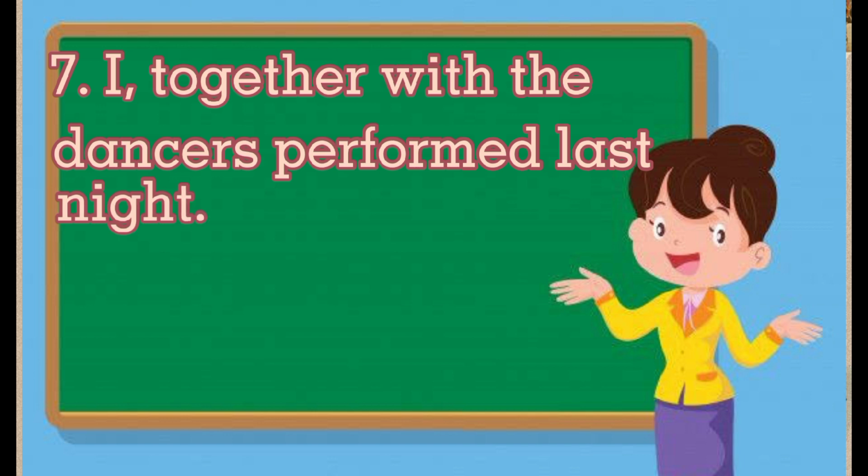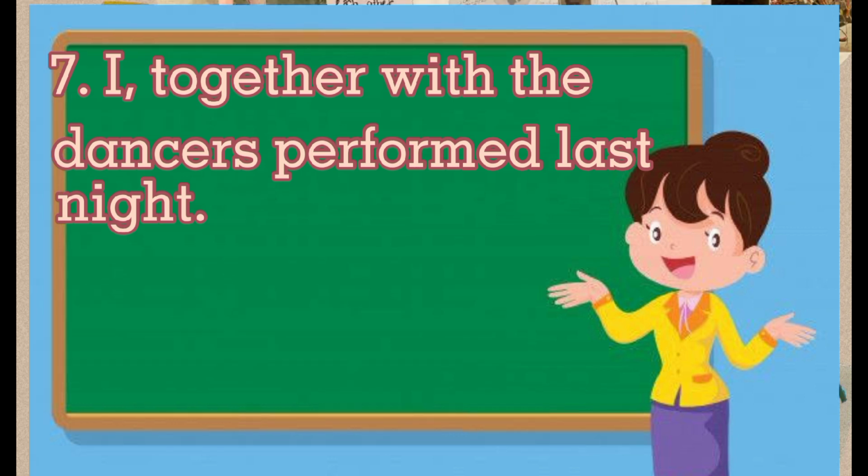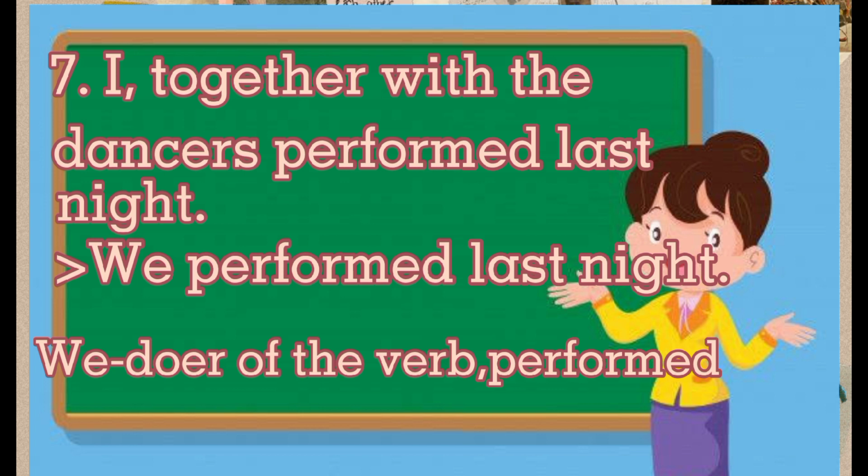And for our last given example for this function is I, together with the dancers, performed last night. So what we have to do is to change the subject I together with the dancers into a pronoun, and that's going to be our pronoun we. So it will now become we performed last night. So who performed last night? Perfect. It's our subject we. So we here is still the doer of the verb performed, so it still functioned as a subjective pronoun.